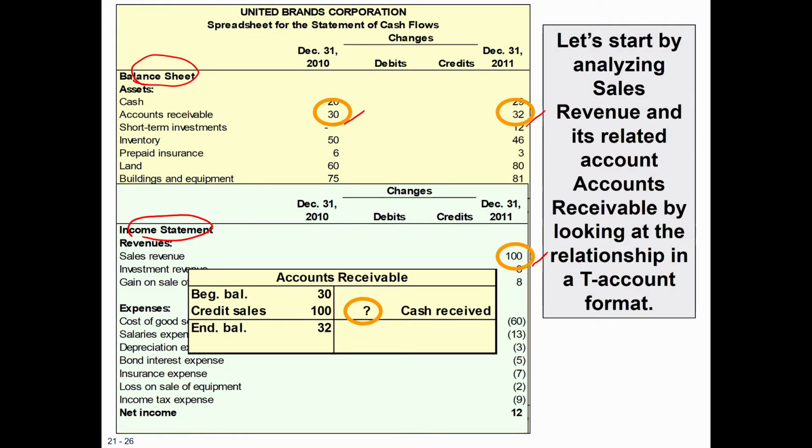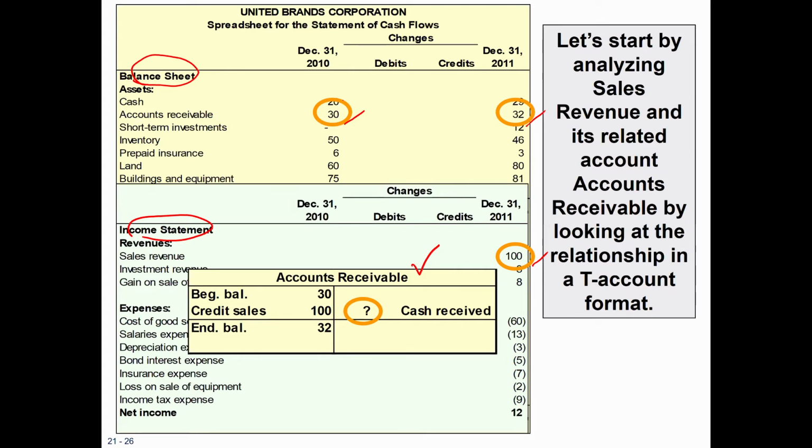Cash receipts from customers is related to our sales revenue. We sold our merchandise, then we recognize the sales revenue, and we have accounts receivable. Then we collect the cash payments and our accounts receivable decreases. So this is the T account, the old method we learned previously. This is the accounts receivable T account.